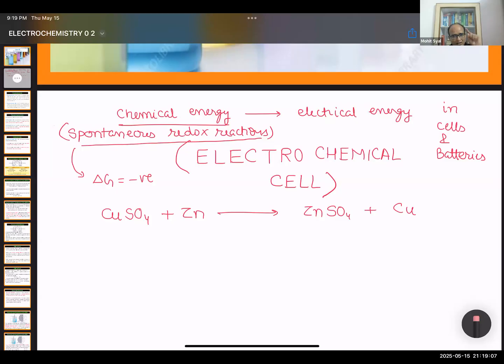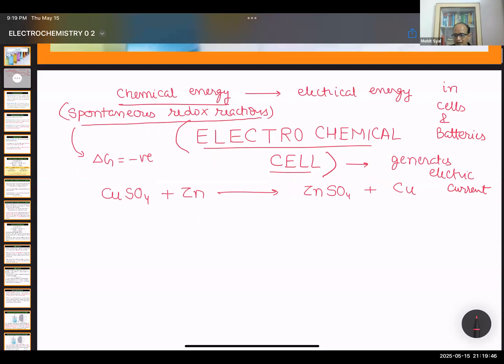Okay, and this chemical reaction is used to generate electric current. So spontaneous redox reactions, spontaneous chemical reactions, are used to generate electric current in an electrochemical cell. Electrochemical cells generate electric current. Okay, this is one part of the chapter. The chapter is divided into two halves. The other half is the electrolytic cell.